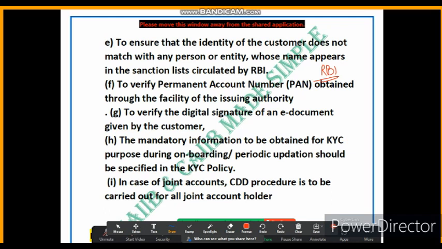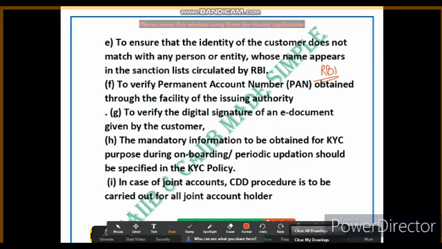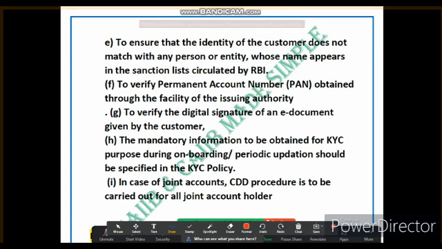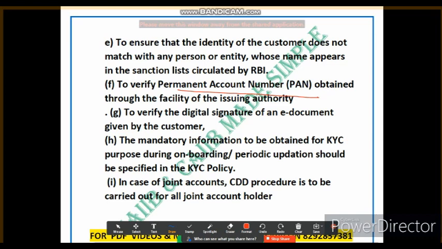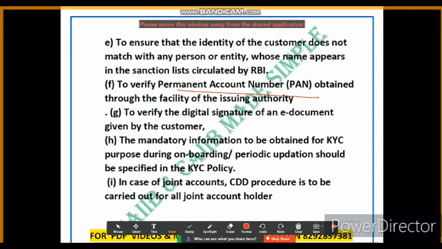Now let's move to the next point. The next point that we have is that the customer acceptance policy should include provision to verify the permanent account number, that is the PAN number, provided by the customer. PAN is a unique identification number which is issued by the Indian Income Tax Department, and verifying it helps ensure the accuracy of the customer's tax related information.